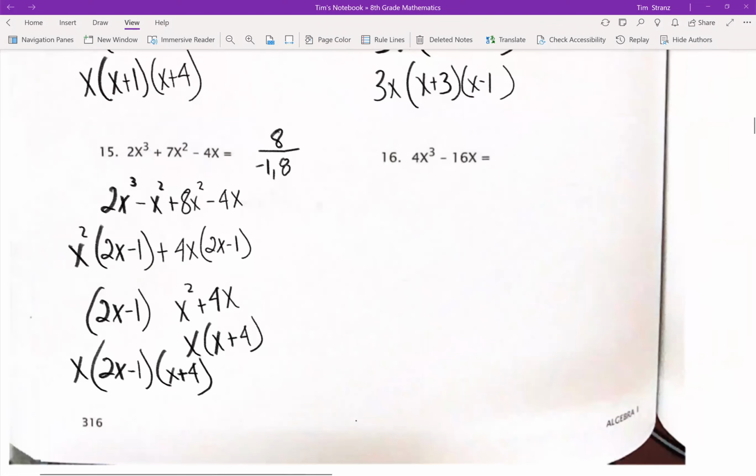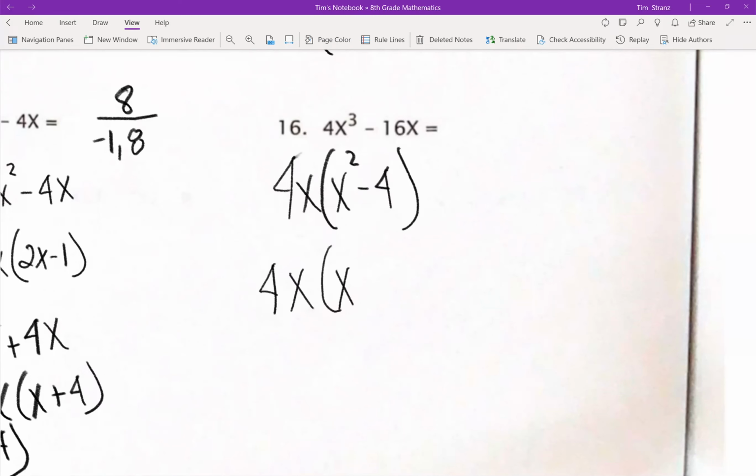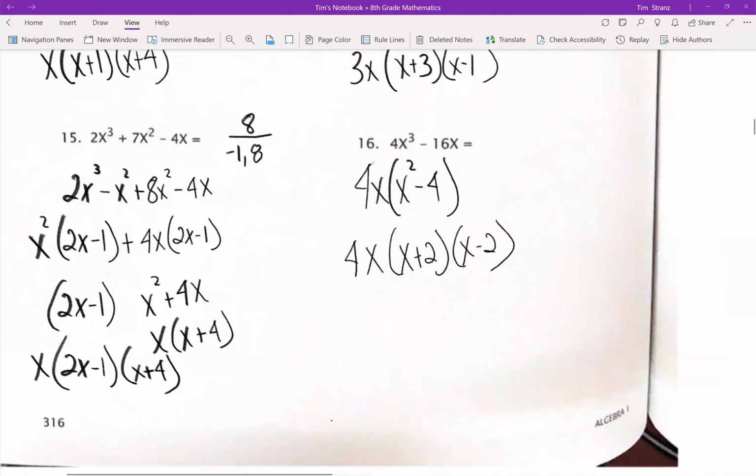And then number 16. I can pull out the 4 and an x. That would leave me with x squared minus 4, and that is a difference of squares. So that would be x plus 2, x minus 2. Whenever you see the difference of squares, you know that it's always going to be x plus the square root, x minus the square root.